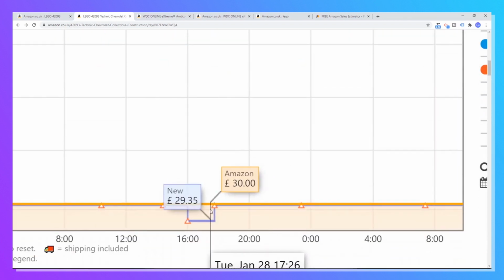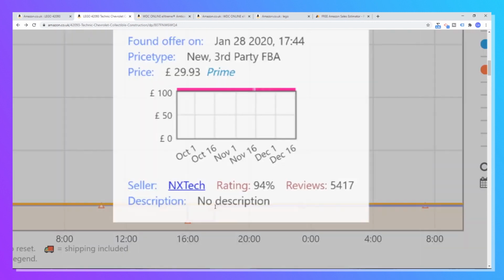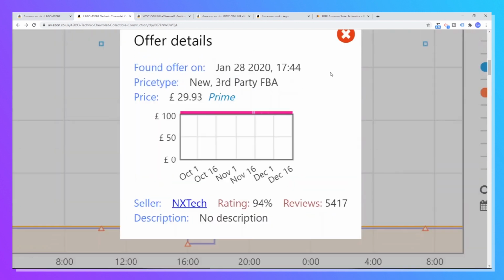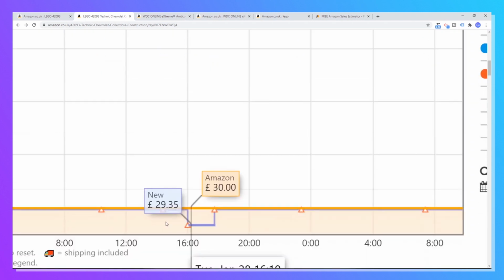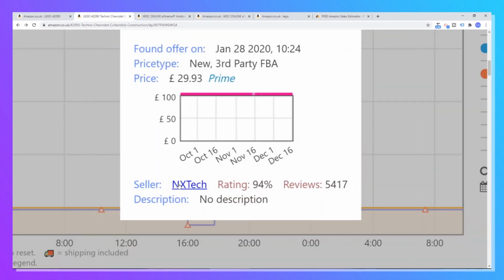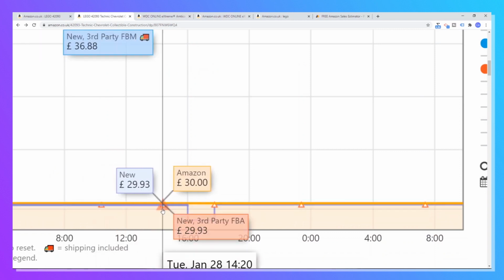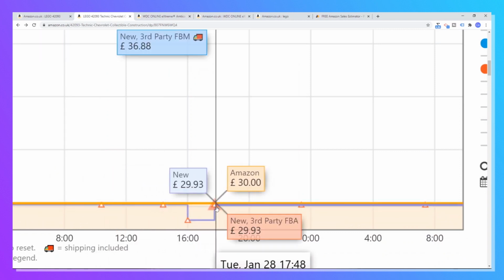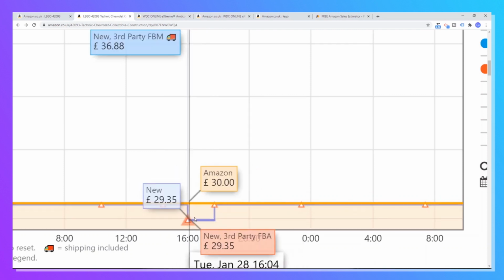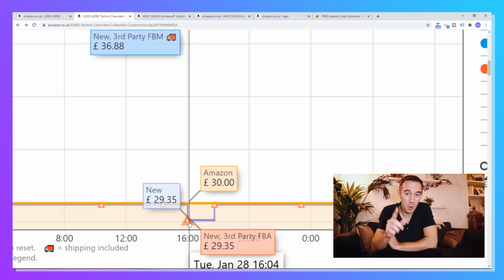And then what we want to do is see who's the next cheapest on the FBA? NX Tech. Now, what's been really interesting is it was NX Tech, I'm guessing here. They're the cheapest FBA, and then they're back to cheapest FBA there. But interestingly, this person here, they weren't NX Tech, they were slightly lower. And what do we know?